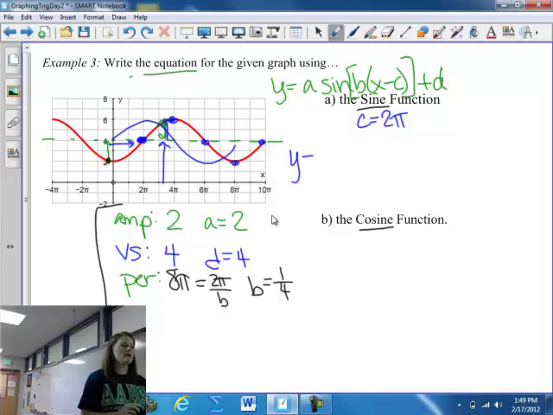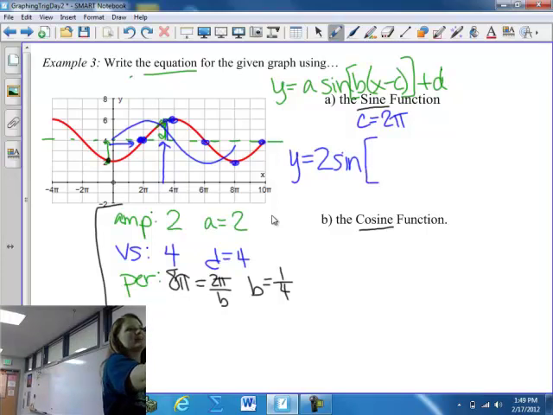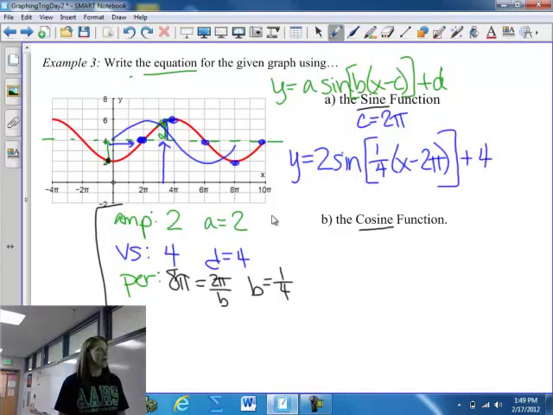Y equals, what is the amplitude, the a value? 2. Sine, what was the b value? 1/4. X minus 2 pi, plus 4. And that's it. That's a piece of cake, too.